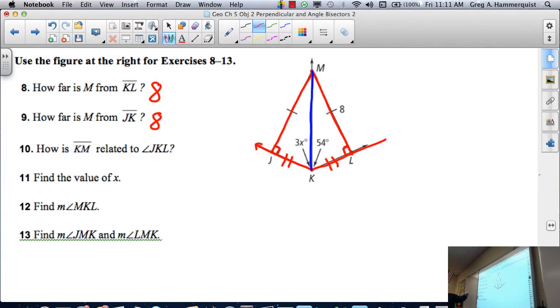Okay, so number 10, how is KM related to angle JKL? I've got a couple things up here that I don't really want you to see yet, but that's okay. So we're looking at how KM, the blue one, is related to angle JKL, kind of this angle down here at the bottom. Well, we start with this.